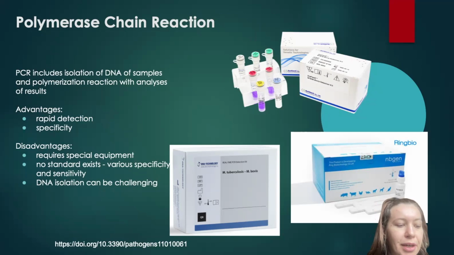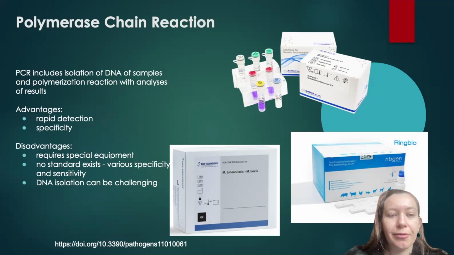This is where PCR has proven to be a good solution, and this is why it has been successfully applied to discern members of the Mycobacterium complex and to directly detect M. bovis in bovine tissue samples. Advantages of this method are, of course, the possibility of rapid detection and high specificity. However, there are certain disadvantages as well.